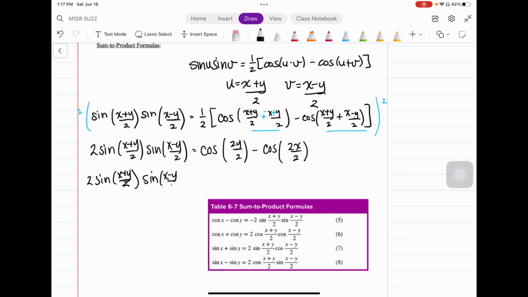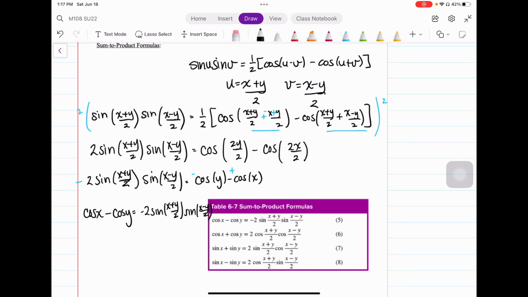Simplifying, we get 2 sine x plus y over 2 sine x minus y over 2 equals cosine y minus cosine x. And then from there, we can reverse the order to match equation 5. They put cosine x first, which means I need to change the signs of everything in order to make the cosine x positive. That's going to give us a positive here, a negative here, and a negative here. Thus, we see that the cosine of x minus the cosine of y is equal to -2 sine x plus y over 2 sine x minus y over 2.